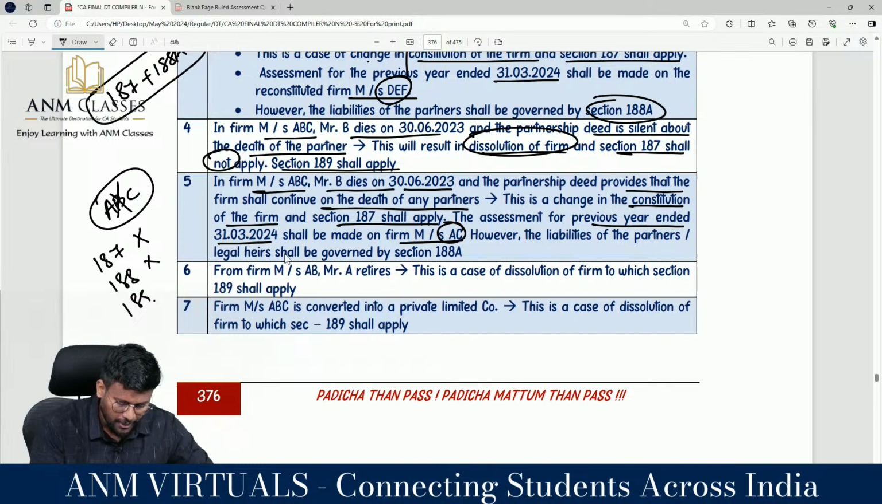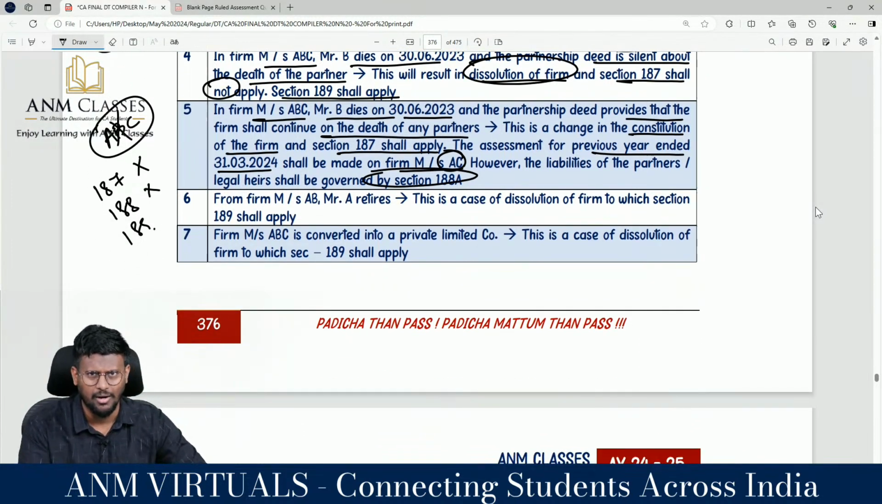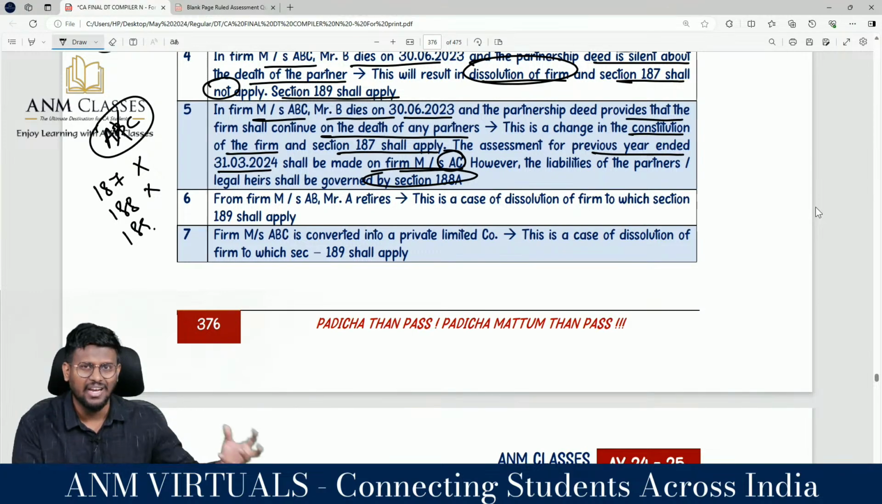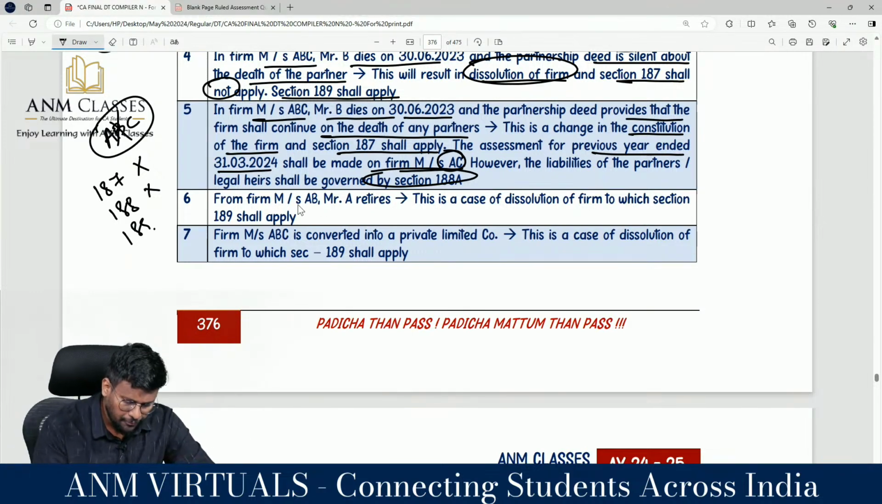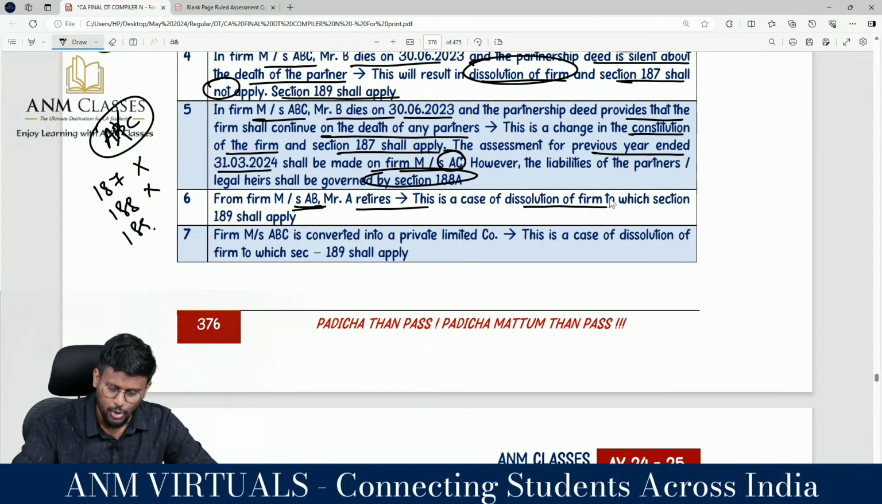However, the liability of the partners or legal heirs shall be governed by 188A. Because a dead person cannot pay the tax, their legal heirs will pay the tax. From firm Mrs. AB, if A retires, that's it, he is gone. Because there are only two partners, if one retires, the remaining one cannot continue as a partnership. This is the case of dissolution of firm to which section 189 shall apply.